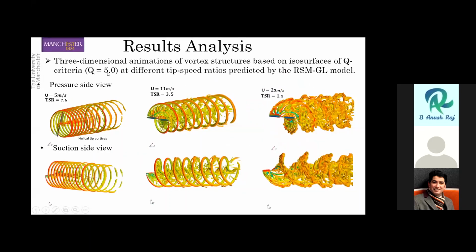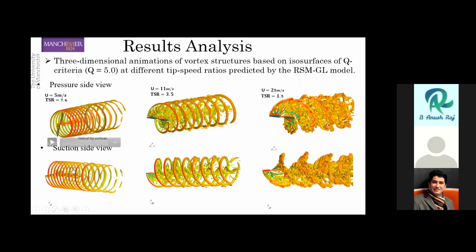This is the three-dimensional animation of vortex structure based on isosurface of Q criteria, Q equal to 5, at different tip speed ratios predicted by the Reynolds stress Gibson-Launder model. Here we have three wind speeds: 5 meters per second, 11 meters per second, and 25 meters per second.